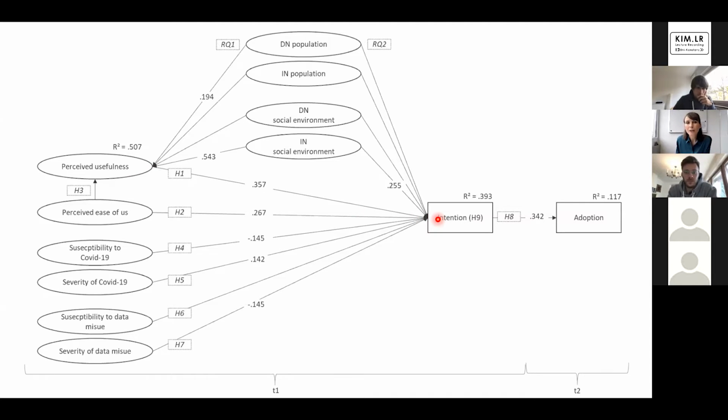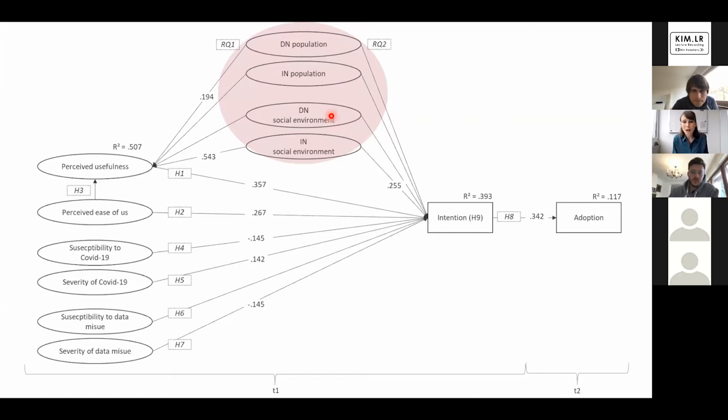We also found that threat of COVID-19 had an impact on the intention to adopt the app at the first time point. And we can also see that the severity of data misuse, so the perceived seriousness when the data actually is misused, has a negative impact on the intention. But again, what we find most interesting here is the role of social norms in this framework.